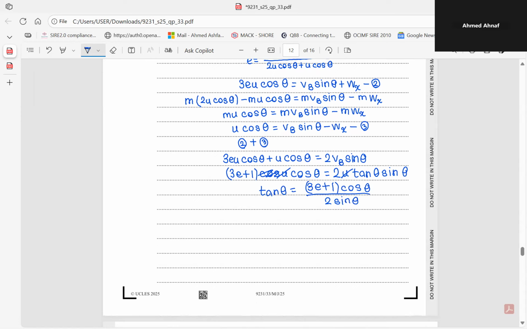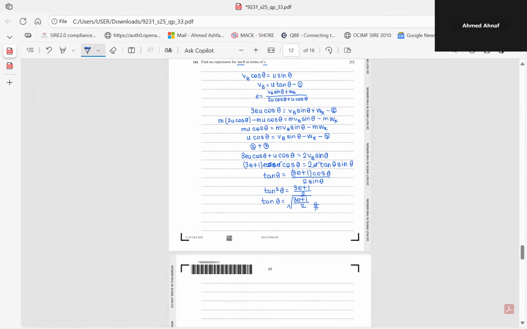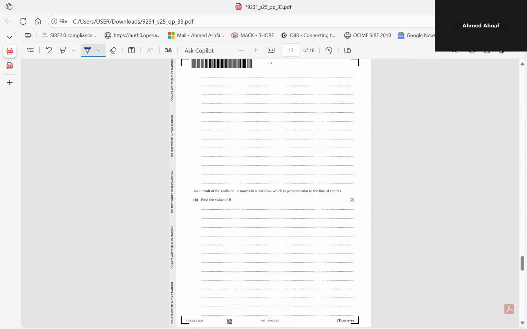All right, now let's multiply. Cosine theta over sine theta is just 1 over tangent theta. So if you multiply tangent theta on both sides, you get tangent squared theta equals (3e plus 1) over 2. And therefore, tangent theta you can write as the square root of (3e plus 1) over 2. So this is our final answer for the first part. Let's head on to the next part.